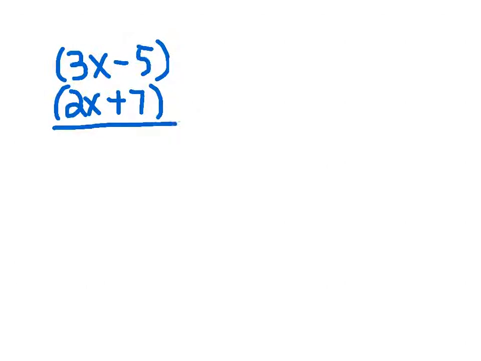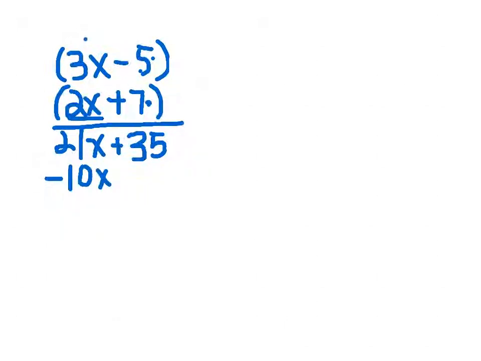And this works just like if we were doing multiple digit multiplication with numbers. We'd multiply the 5 times the 7 first, then we take the 7 times the 3x, and that gives us 21x. And just like if I were doing multiple digit multiplication, I would then move over to the 2x. I'd say 2x times negative 5, negative 10x, and 2x times 3x, which is 6x squared.